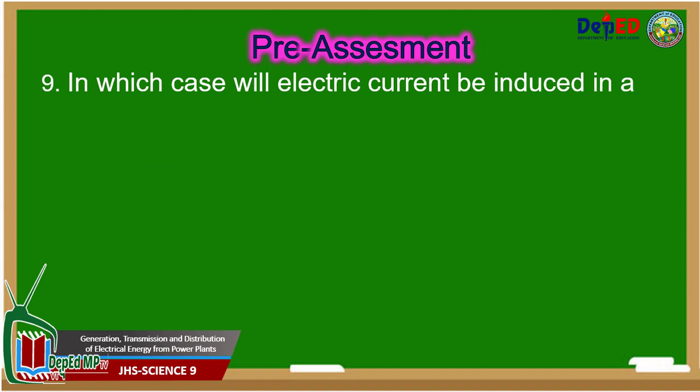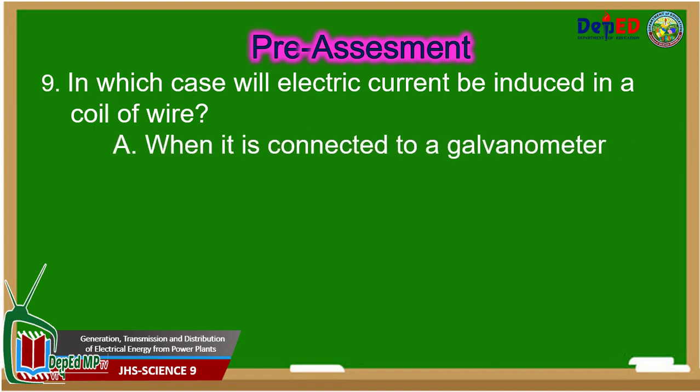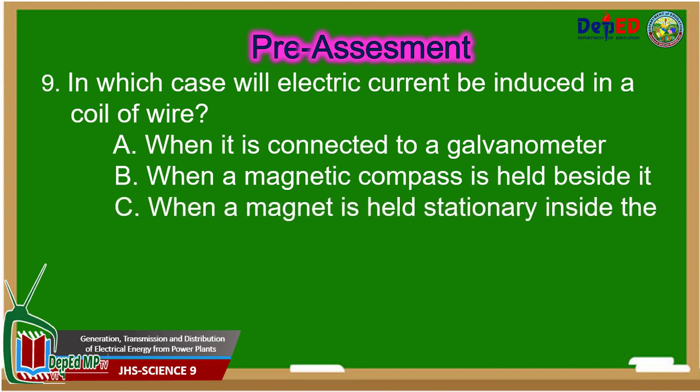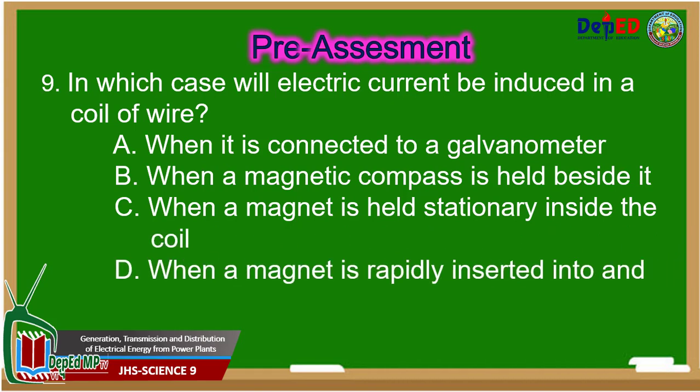Number 9. In which case will electric current be induced in a coil of wire? A. When it is connected to a galvanometer. B. When a magnetic compass is held beside it. C. When a magnet is held stationary inside a coil. D. When a magnet is rapidly inserted into and out of the coil.